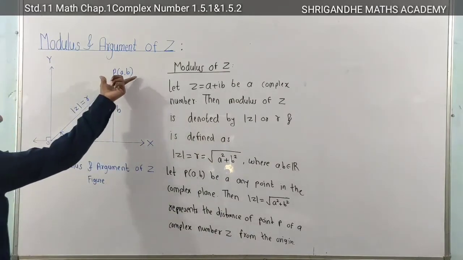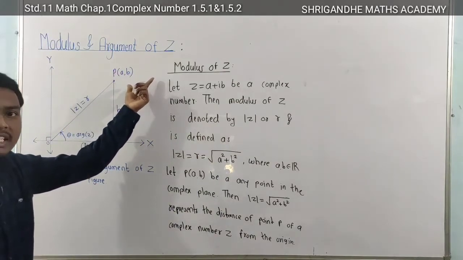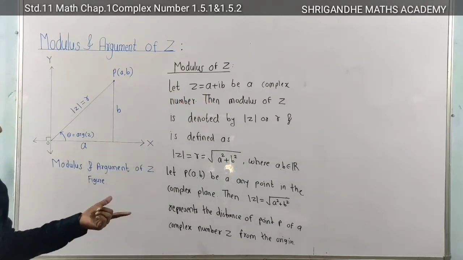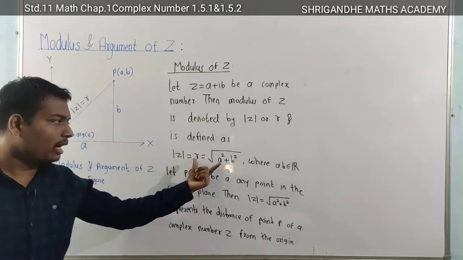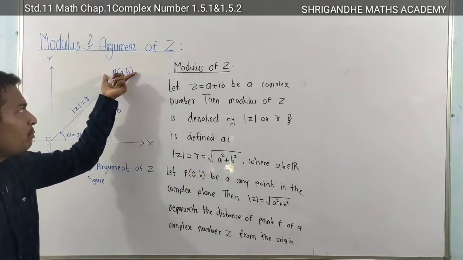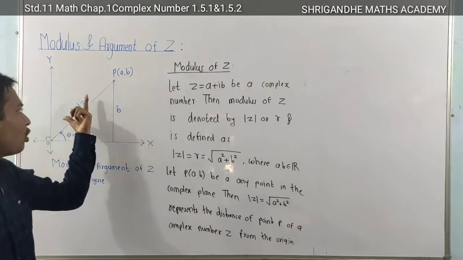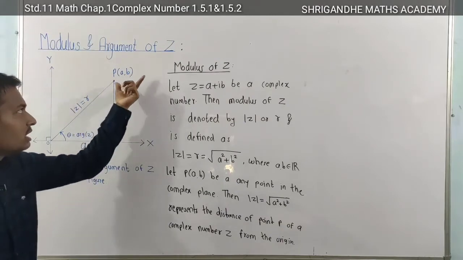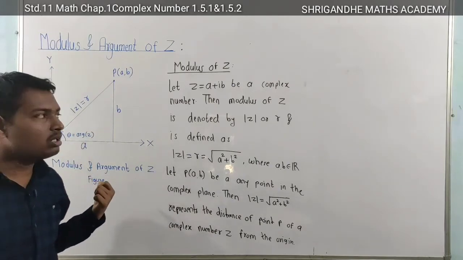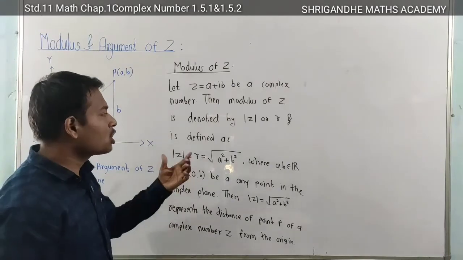Means see, capital P of a comma b, this point shows the complex number z equal to a plus ib. Therefore mod z equal to r equal to root of a square plus b square. Okay, means this point P of a comma b, mod z equal to r is the distance of point P from the origin. Now let me see the argument of z.